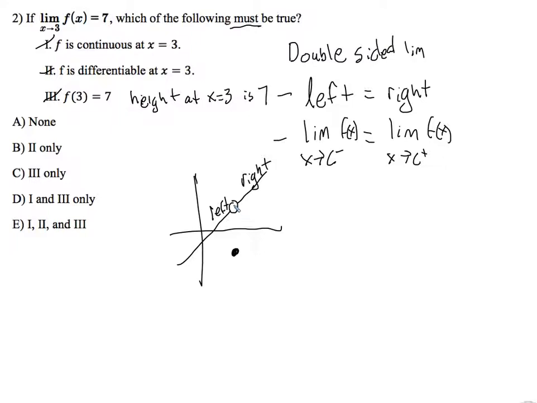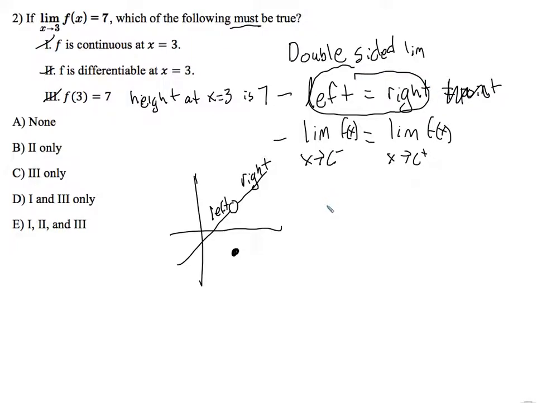We don't know because we could have a hole in the graph, where this height is either nonexistent, or it could be something that's not exactly in the center. Just because it's approaching, it's a double-sided limit, remember, that just means left equals right. It could mean, but it does not necessarily mean that it equals the point. It only needs left equals right.